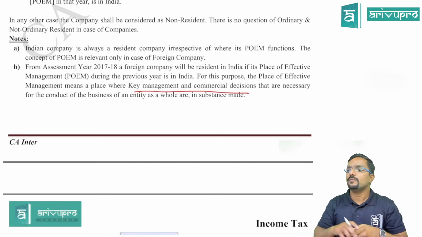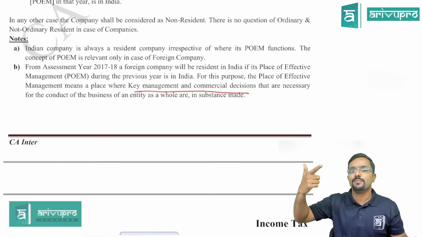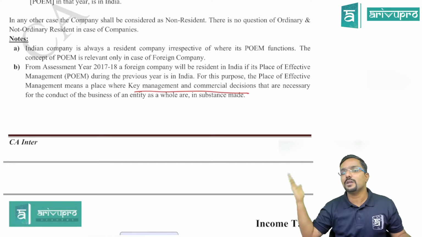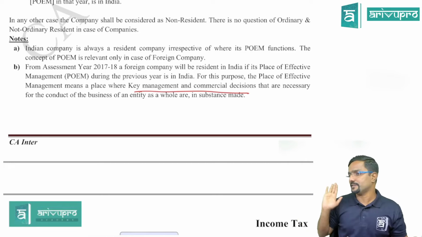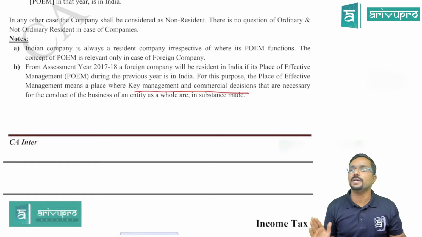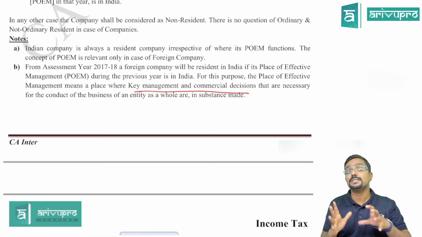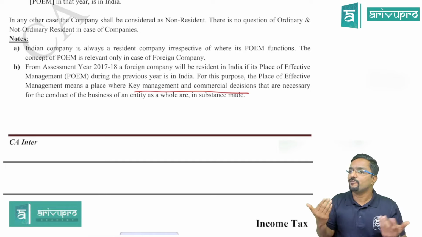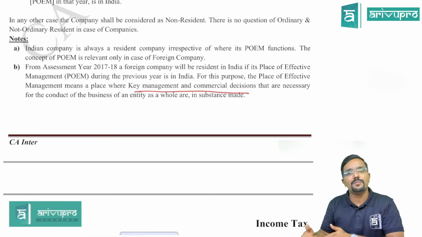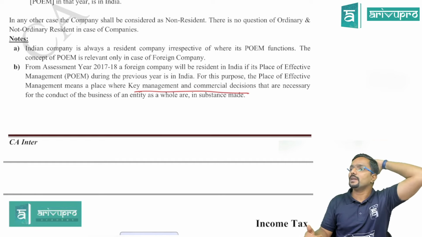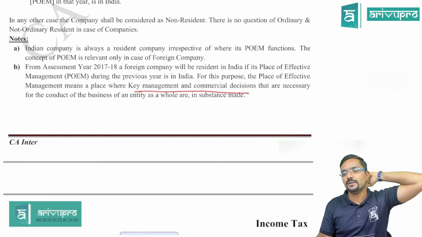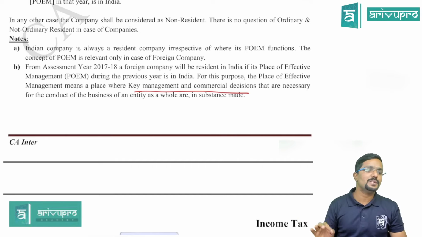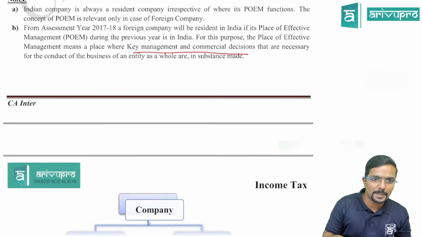Again, here also, where business is conducted, where they are earning the profit, where they are earning the income is not at all important. Who are the shareholders? All those things will not bother here. Whereas POEM is only important. Now, sir, can residential status of foreign company change from year to year? Yes, it can change. Because if POEM in one year might be in India, POEM in another year might be outside India. Accordingly, it will become resident and non-resident. Whereas Indian company will always be resident in India. It is understood that it will always be resident in India.